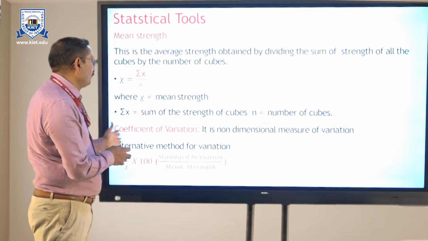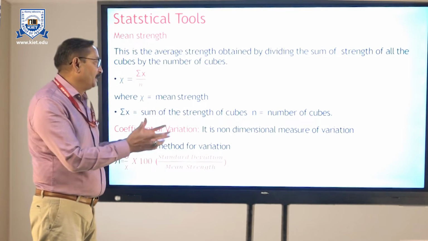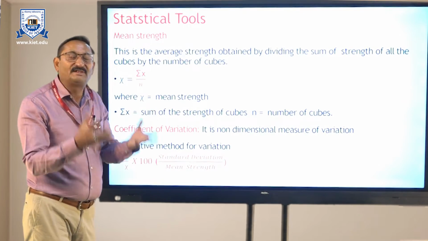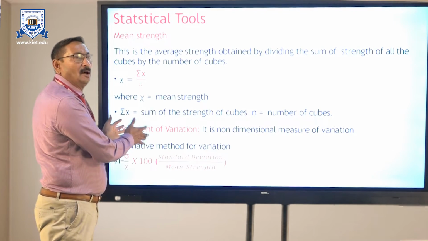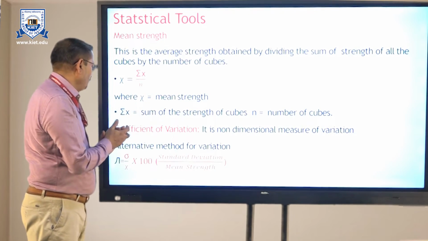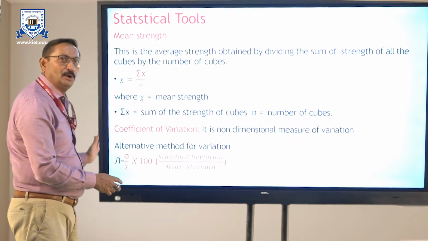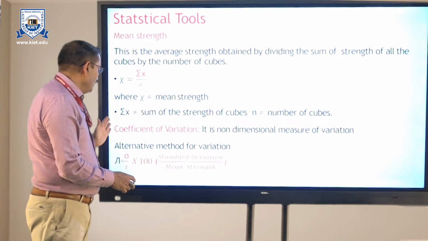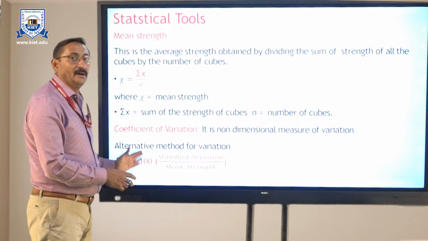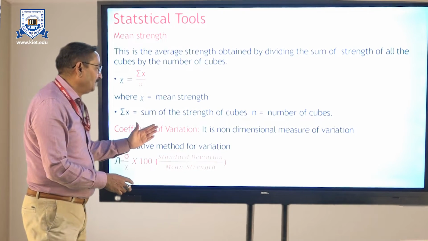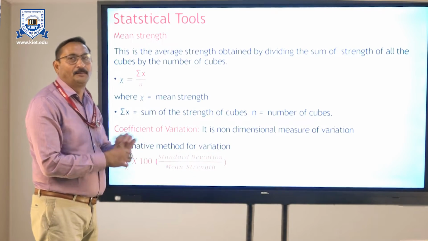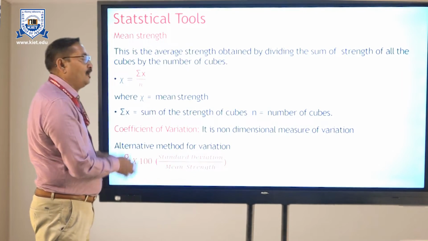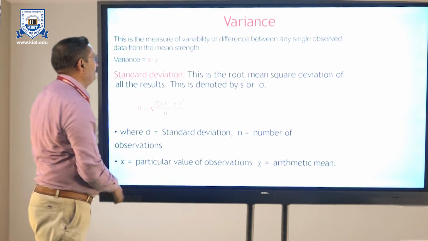The second thing is coefficient of variation. Actually, it is a non-dimensional measure of the variation. This method is alternatively used for variation. Now, coefficient of variation, that is nu, is equal to sigma by x bar into 100. That is, it is the ratio between standard deviation and the mean strength into 100%. By this, we can find out the coefficient of variation.